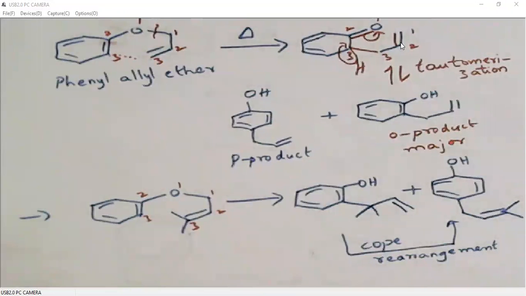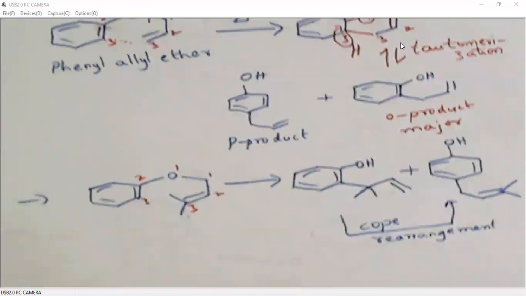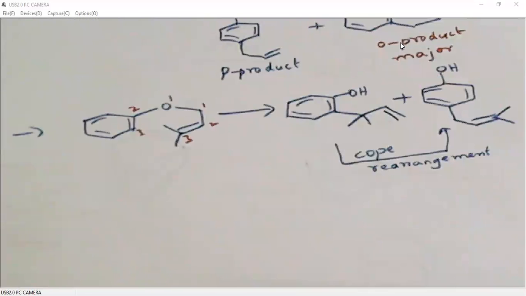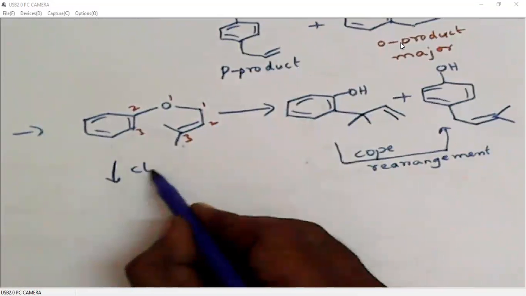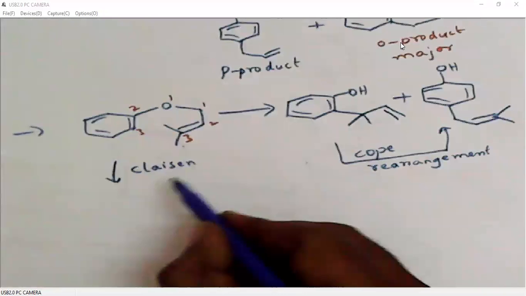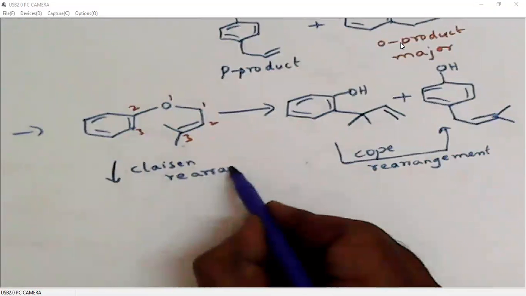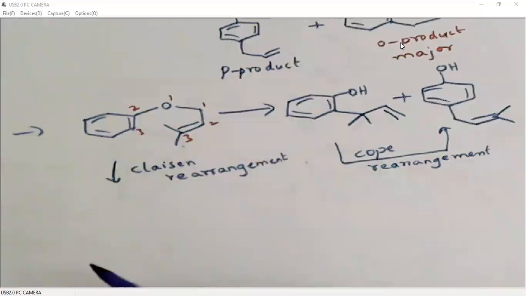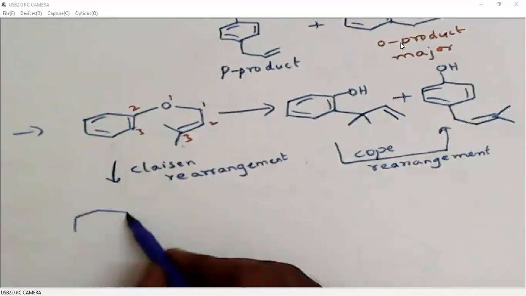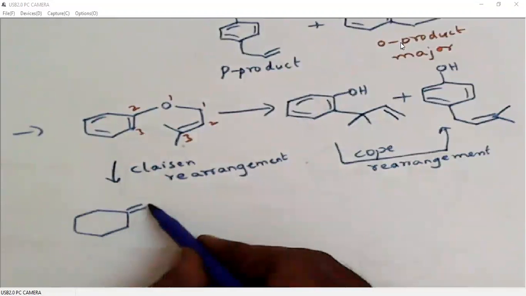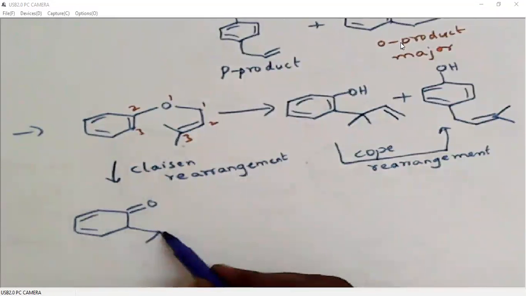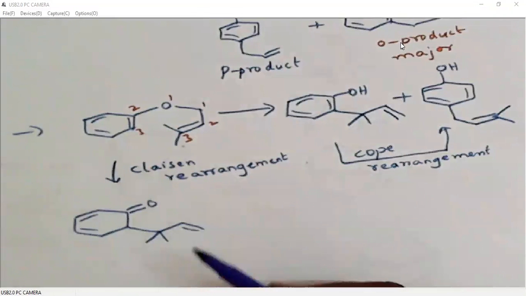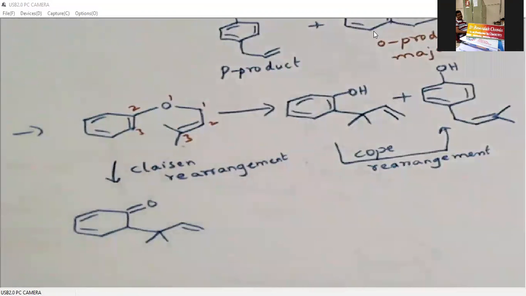Okay, now we will see how this para product is generated. Right. So when it undergoes Claisen rearrangement, it generates the product. I'll directly write the product. This is the result of Claisen rearrangement.